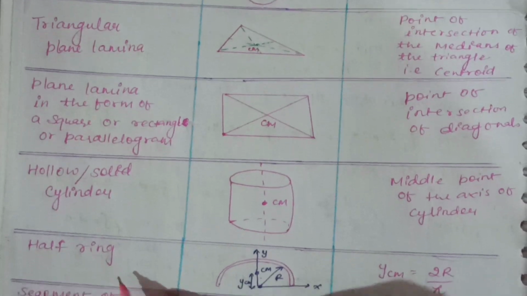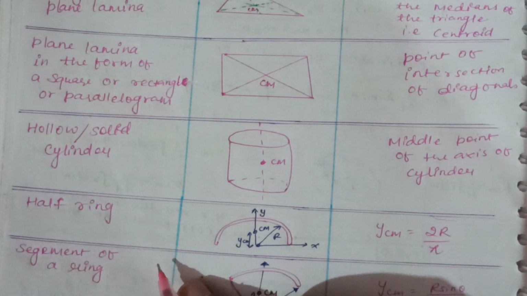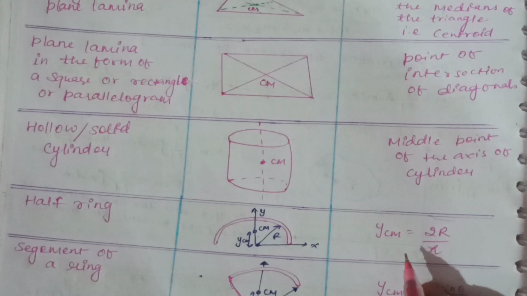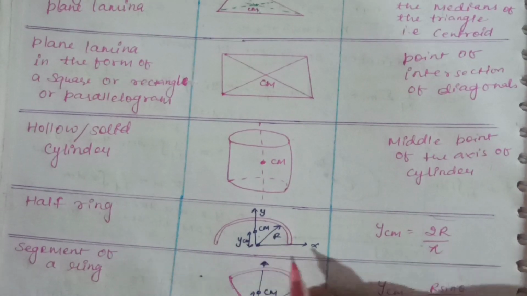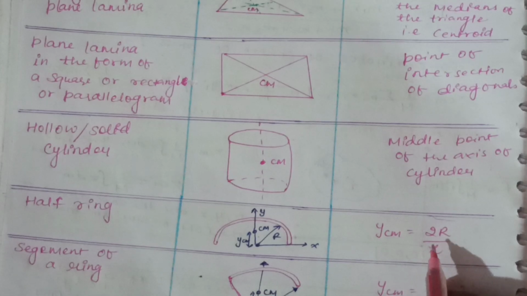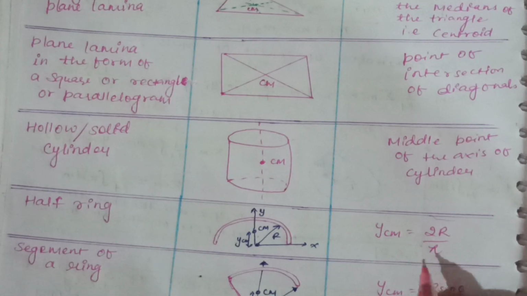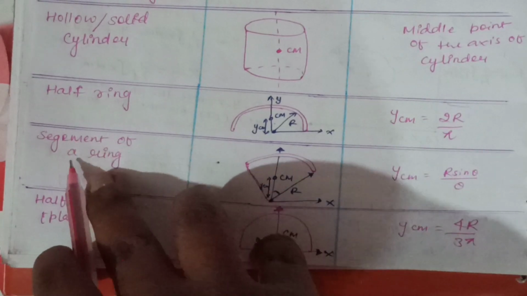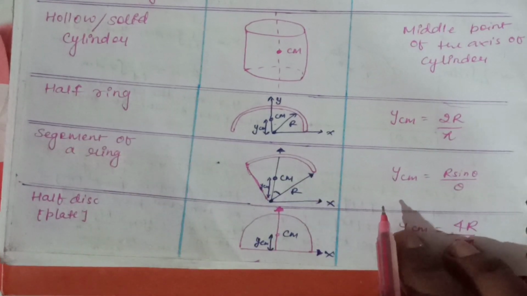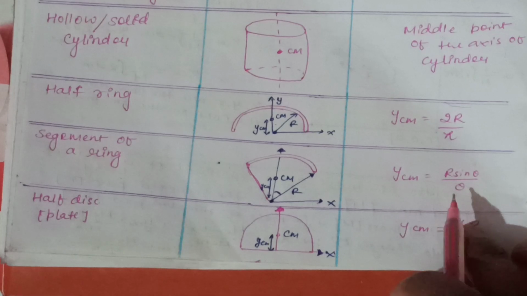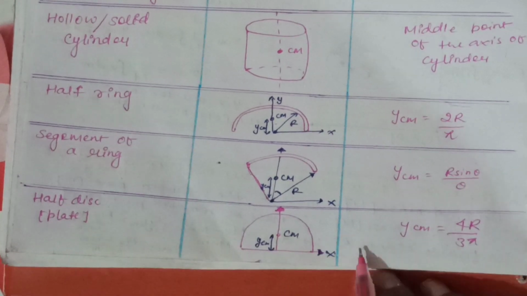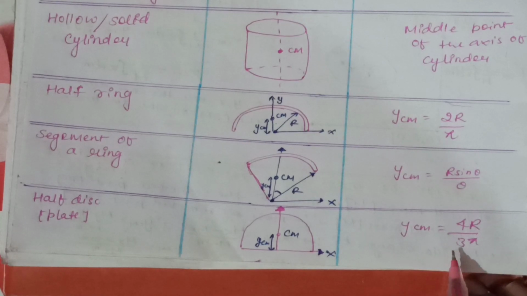Half ring: center of mass ycm is equal to 2r upon pi. Segment of a ring: center of mass ycm is equal to r sin theta upon theta. Half disc plate: ycm is equal to 4r upon 3 pi.